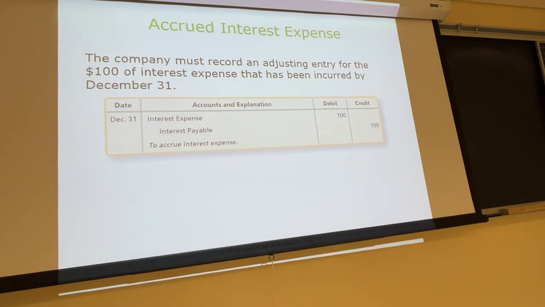So now for our adjusting journal entry for December 31st, to recognize the interest expense we've incurred, we would debit interest expense $100. We would credit interest payable $100.